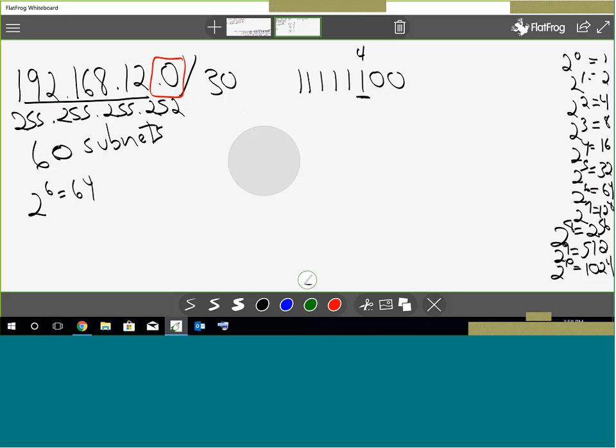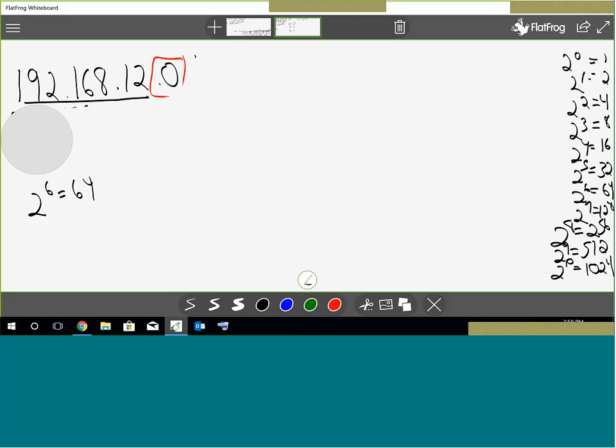I want you to try this one. And then you'll see how common this is. Two subnets for this. How many bits do you need to borrow? When you've got to do 2? Just 2 subnets? Just 2 subnets. How many bits do you have to borrow?